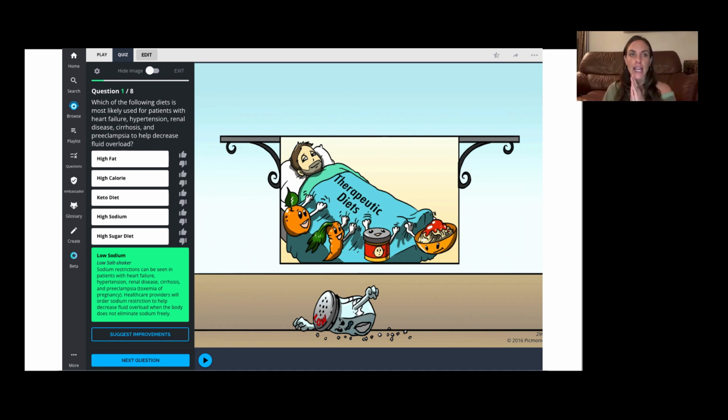Here is a quiz from the Therapeutic Diets Picmonic. So this is what one of the instant recall quizzes would look like after you learn about the specific Picmonic. In this case, it's therapeutic diets. So yeah, that's what that looks like.